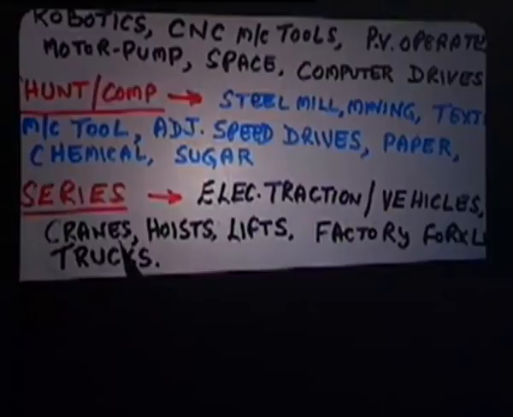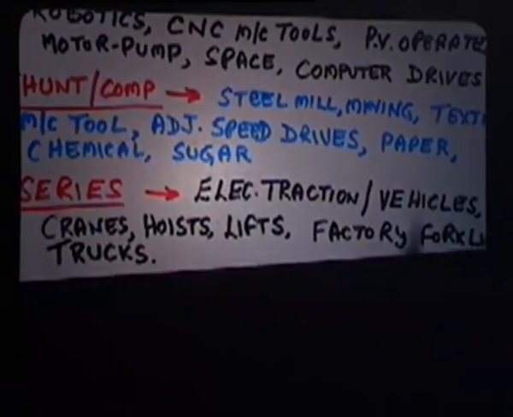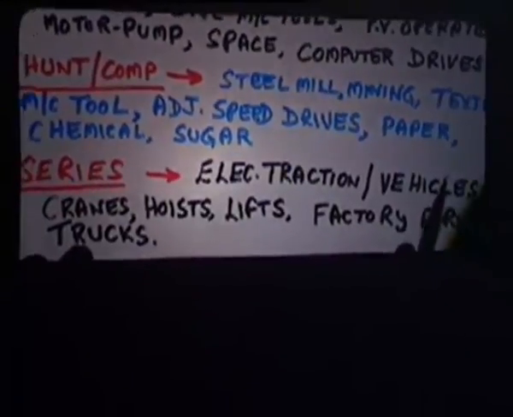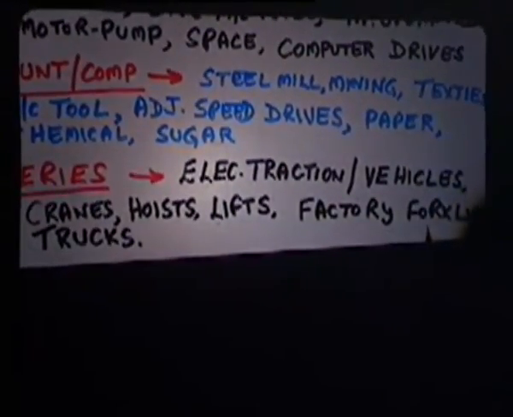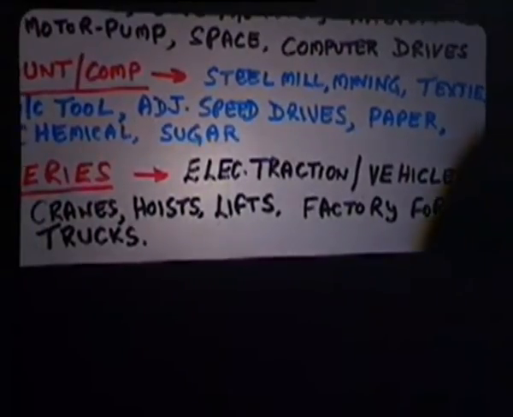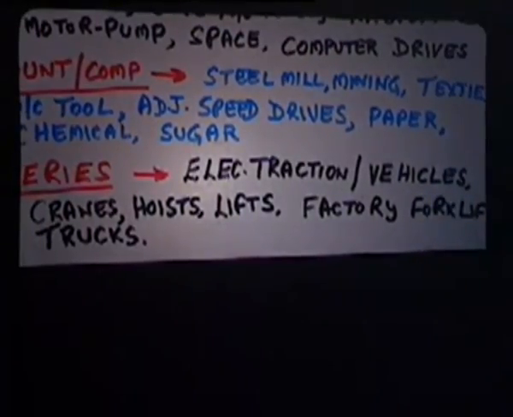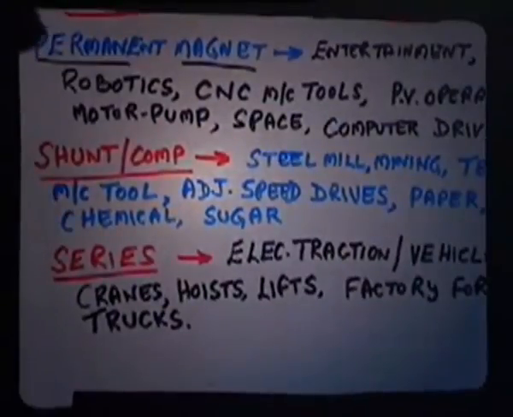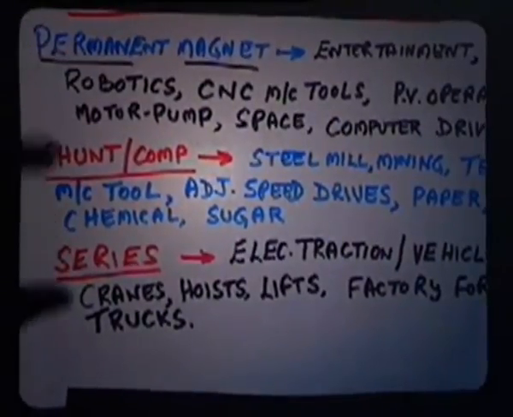They are used in cranes, they are used in hoists, they are used in lifts. They are used in factories, they are very commonly used for what are known as forklift trucks. Factory forklift trucks, they use the DC series motor. So we now have a permanent magnet machine, shunt machine and series machines.